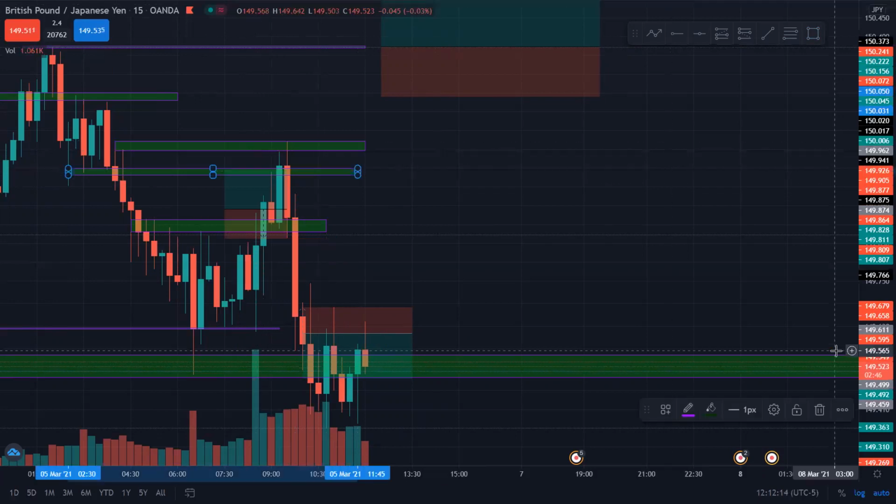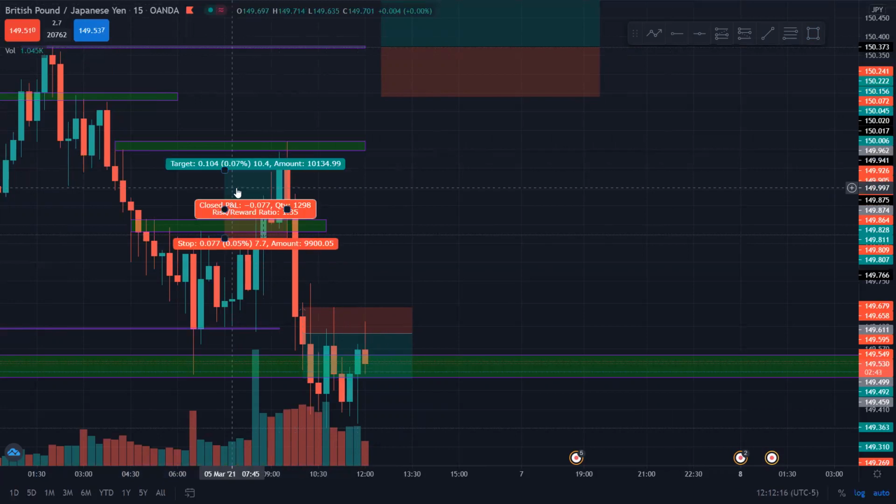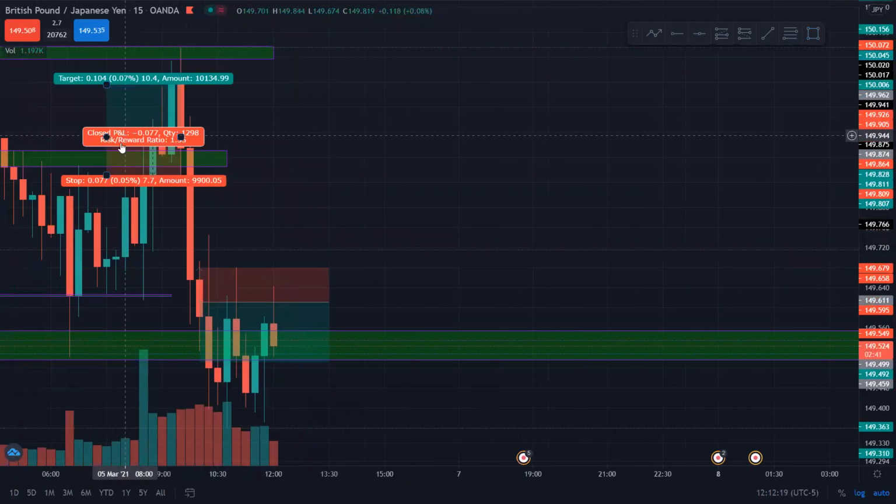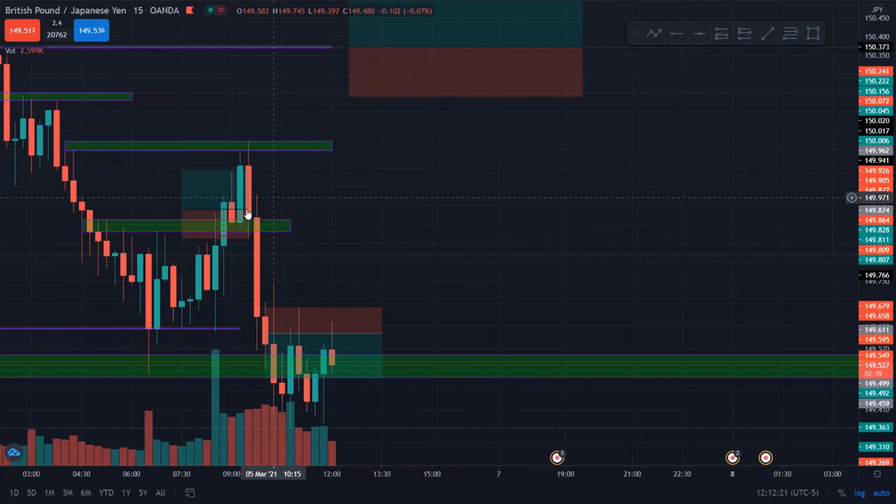So what is this? This was a 1.35 risk reward, right? So that's 100. This would have been a $135 trade right here.